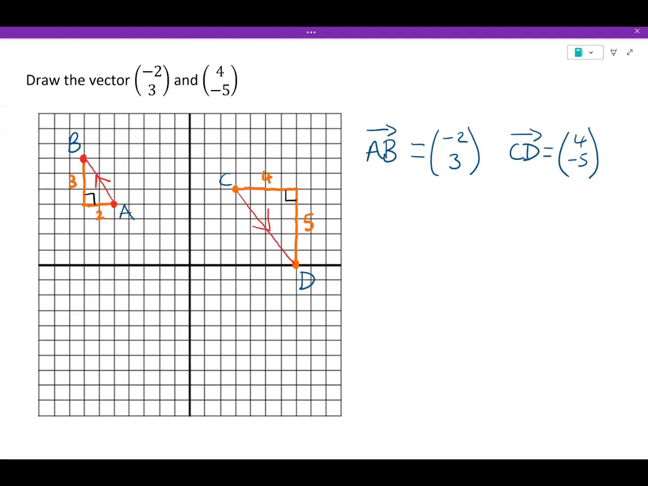What we're going to discuss now is return vectors. So we've got the vector going from A to B, and we've got the vector going from C to D. But let's say I wanted to know the vector going from B to A, so I wanted to swap the letters around. And let's say I wanted to know the vector from D to C. So let's go and investigate B to A.